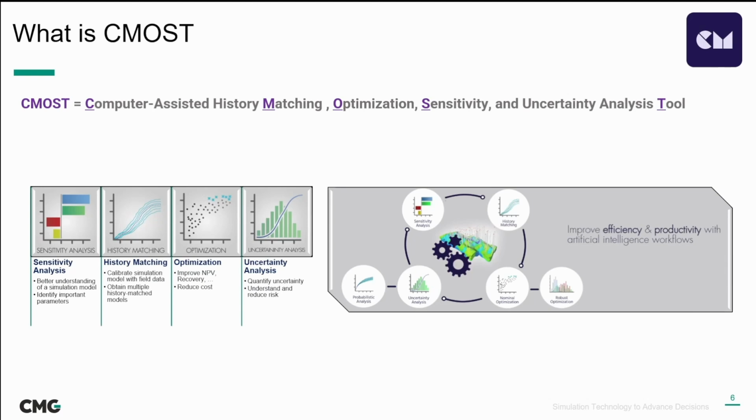So what is CMOST? CMOST is a powerful tool which leverages proxies and machine learning to intelligently run sensitivity analysis, history matching, optimization, and uncertainty assessment studies. Discover the optimal approach to enhance your reservoir's value by blending advanced statistical analysis, machine learning, and unbiased data interpretation combined with your own engineering knowledge.